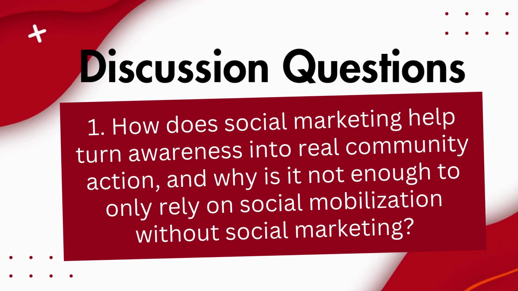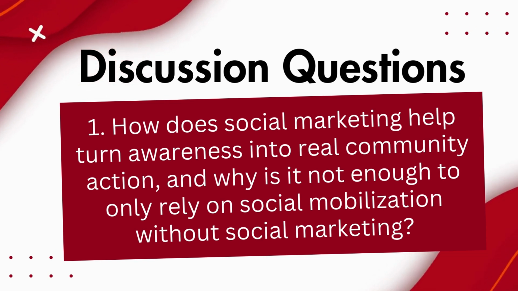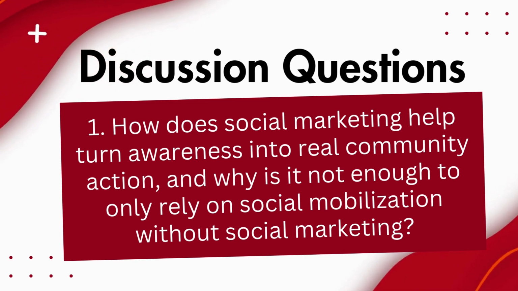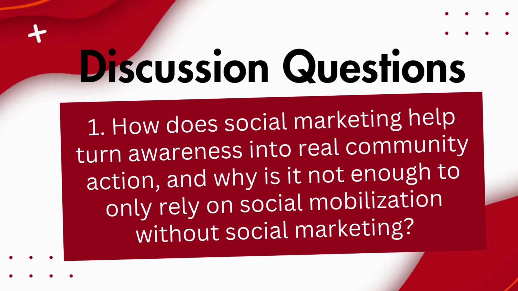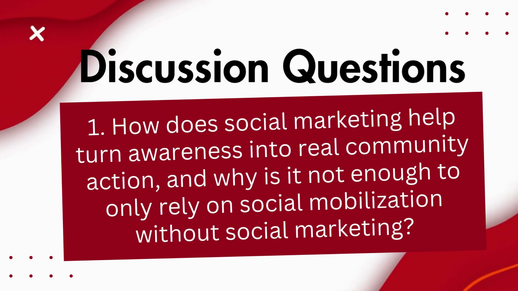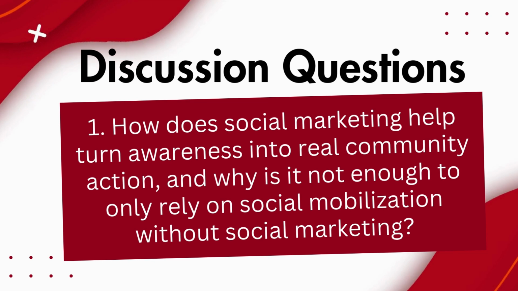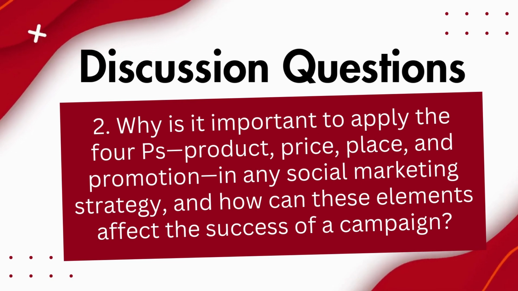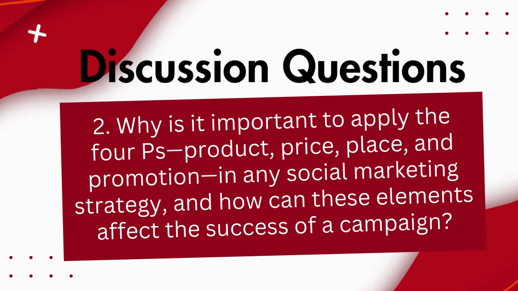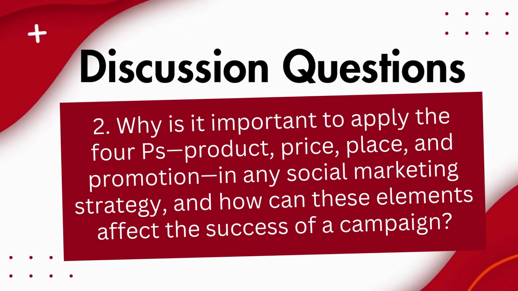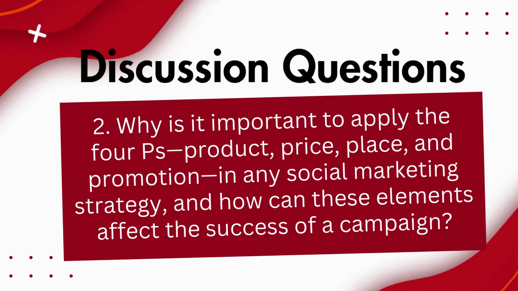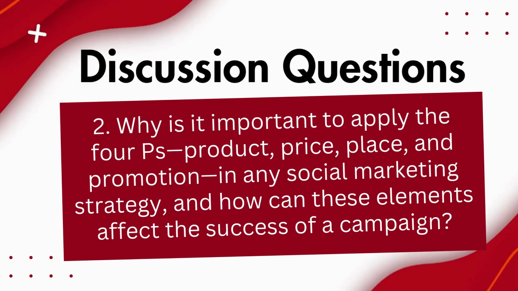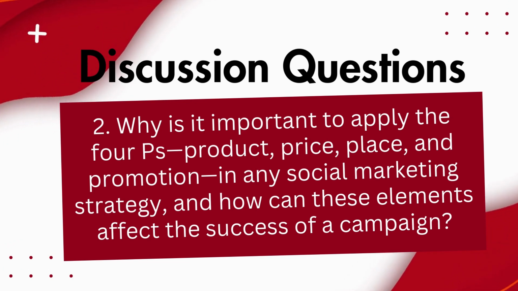And for our discussion questions, I have 2 questions for you. First, how does social marketing help turn awareness into real community action? And why is it not enough to rely only on social mobilization without social marketing? Second, why is it important to apply the 4 P's: product, price, place, and promotion in any social marketing strategy? And how can these elements affect the success of a campaign?